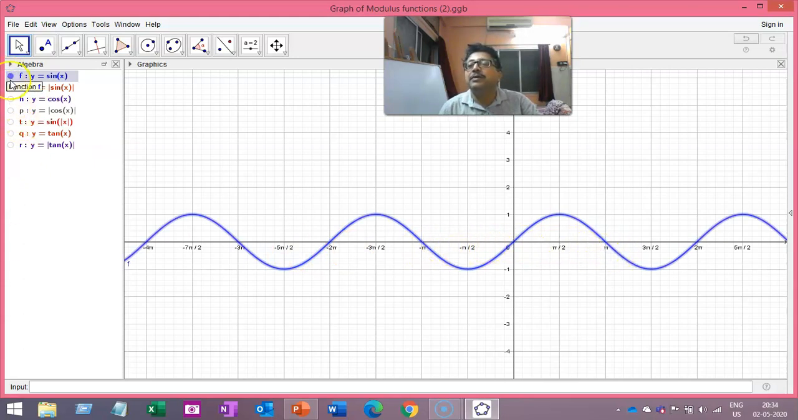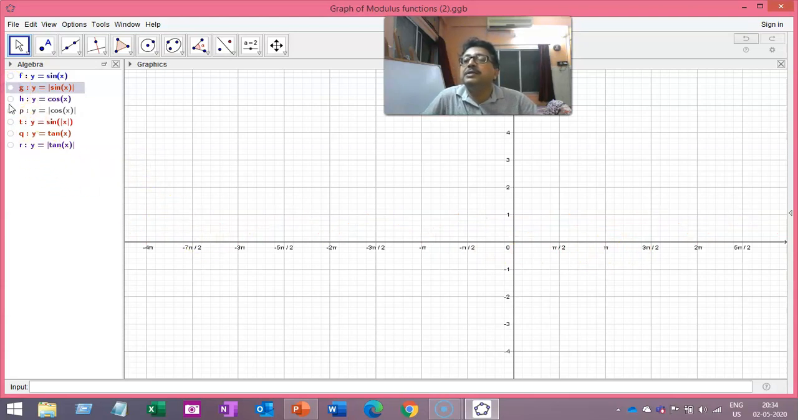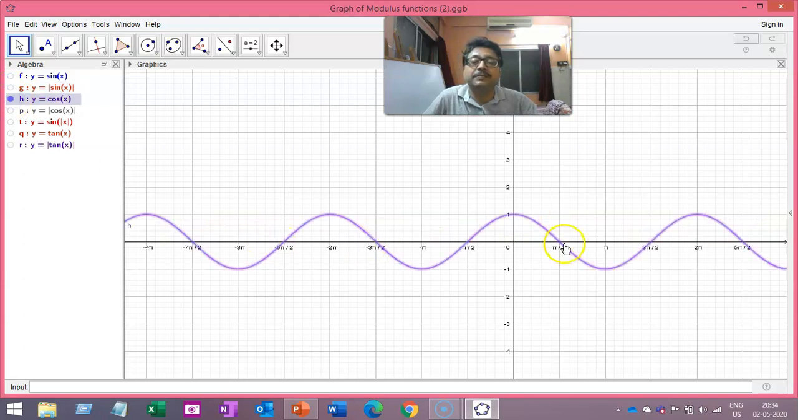Now make it mod sin x. What is the period? The length from minus pi to 0 or 0 to pi is going to be repeated. So the period is going to be 2 pi by 2, that is equal to pi. What about the function cos x? What is the period of cos x? We have just seen cos x has period 2 pi. Mod cos x will have period what?